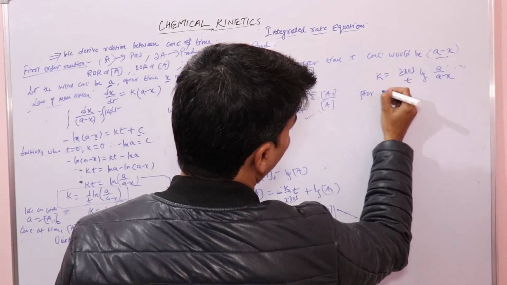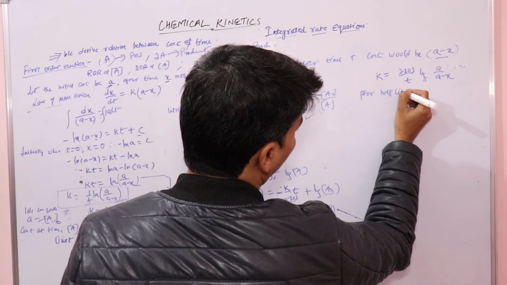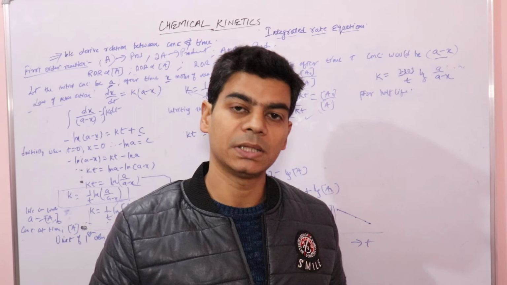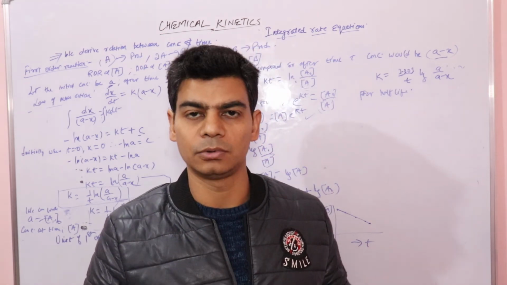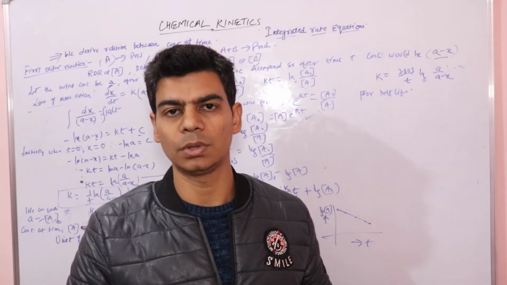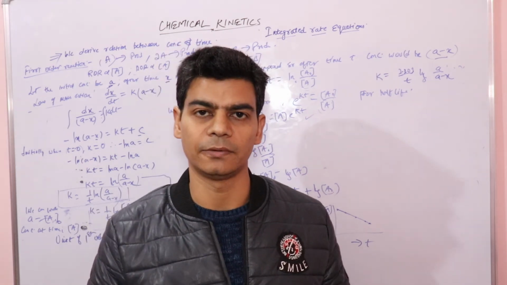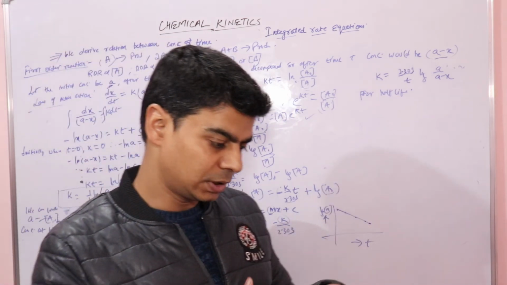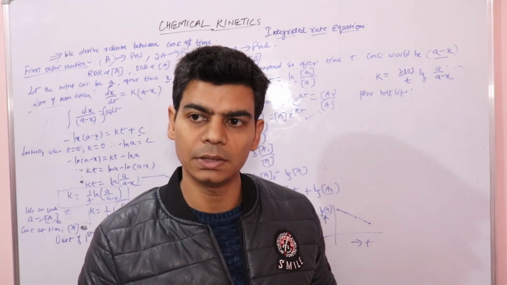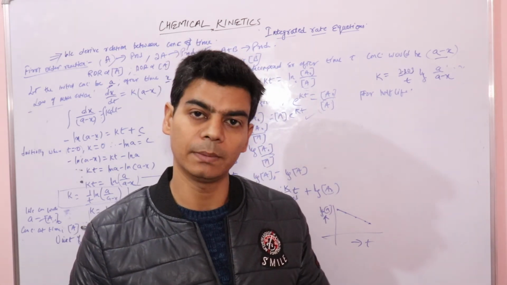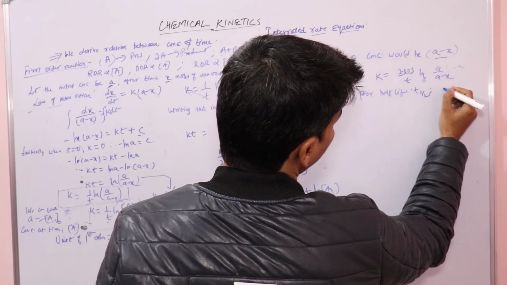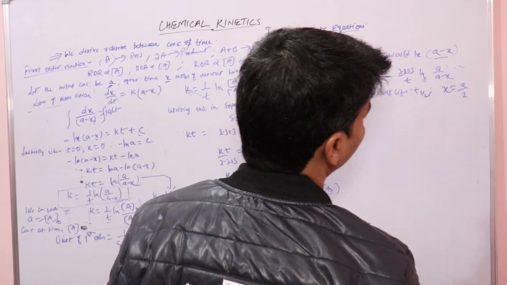Half-life is the time taken by the reaction to complete half. The time taken to complete half of the reaction is your half-life, and when half of the reaction is completed, the concentration of reactants would become half, right? So at t half, x would be equal to a by 2.